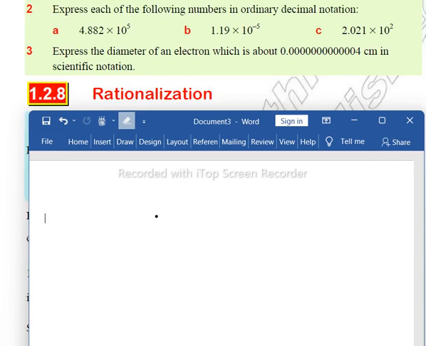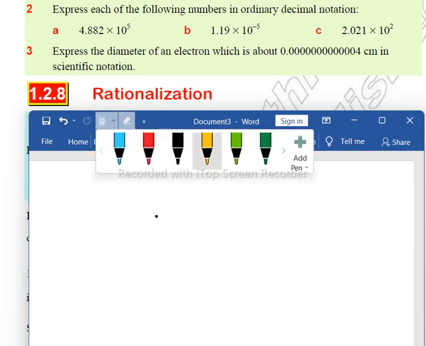Question number 2 says: express each of the following numbers in ordinary decimal notation. The first question asked us to write a given ordinary number in scientific notation, but now it is the reverse of that. We have to write this number. This is the given number.